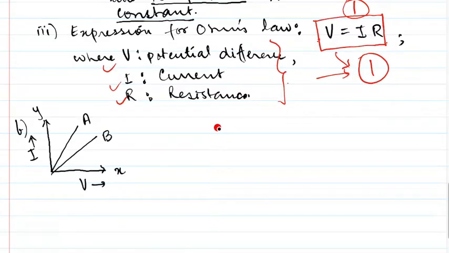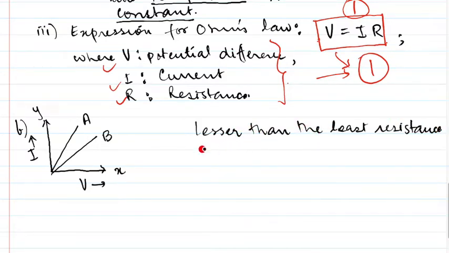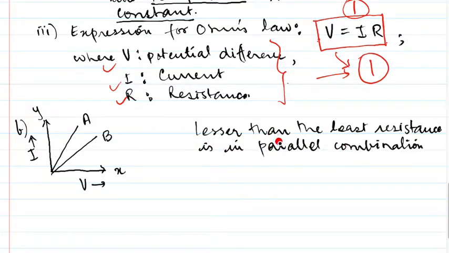Okay. Question 2b says, in the following diagram, state the graph which represents the combination of resistors in which the equivalent resistance is lesser than the least, and justify your answer. So we will say lesser than the least resistance is in parallel combination. So you have to understand whether A is showing parallel combination or B is showing parallel combination, which means you have to find out which one is having the lesser resistance.